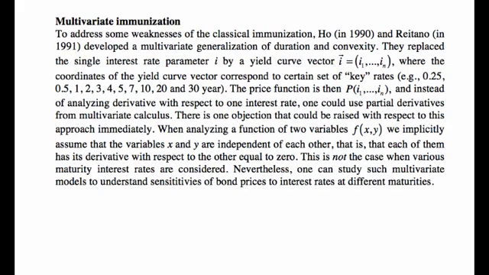Well, there's one objection that could be raised with respect to this approach immediately. When you have a function of two variables f(x, y), we assume that x and y are different variables. They don't depend on each other. And these interest rates are correlated. They depend on each other. If one rate goes up, generally other rates also go up. It's not always, because sometimes the yield curve inverts, but generally interest rates for various maturities are correlated. So this is imperfect, but it's a tool for studying sensitivity of a price to interest rates for various maturities.